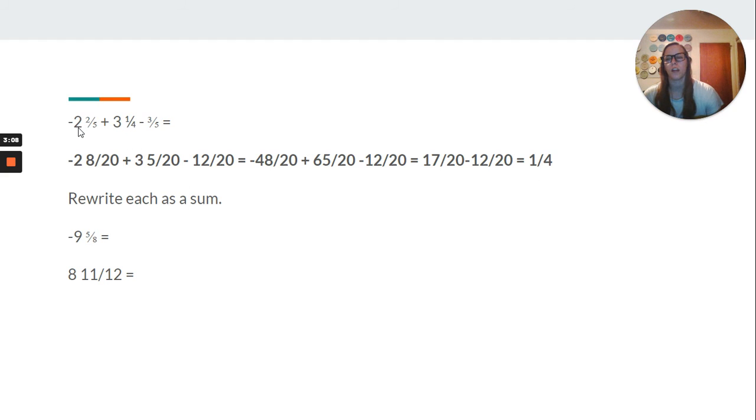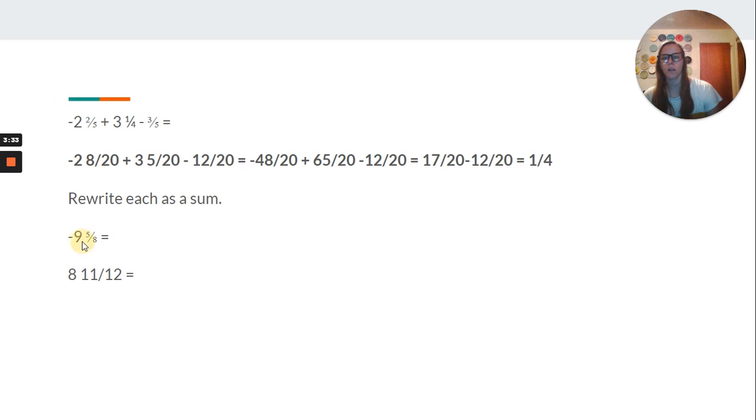So now we had multi-steps, so -2 2/5 plus 3 1/4 minus 3/5. We first write them all out into numbers that have the same denominator, and then we made them all into improper fractions so that there was no mixed number. So -48 20ths plus 65 20ths gave us 17 20ths, minus 12 20ths is 1/4.